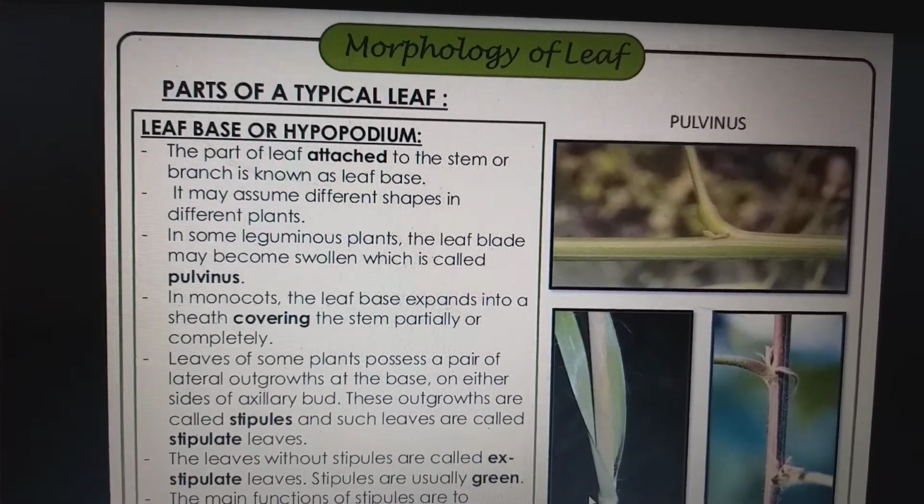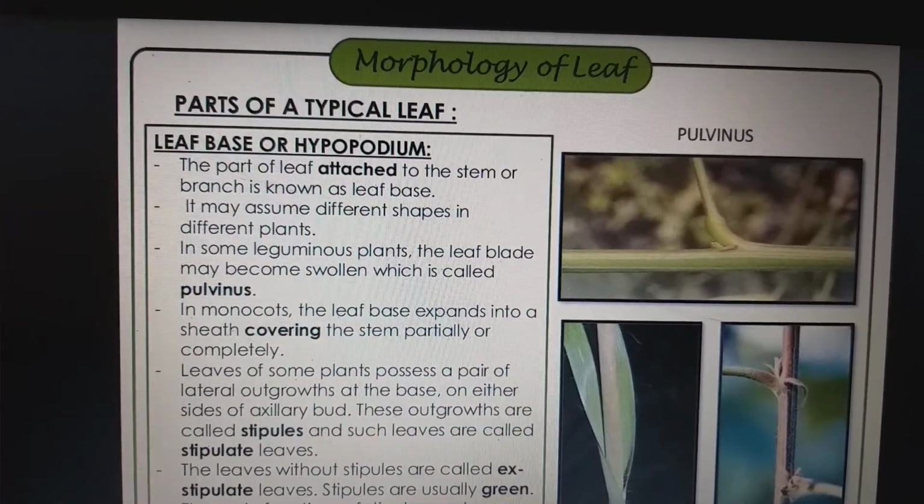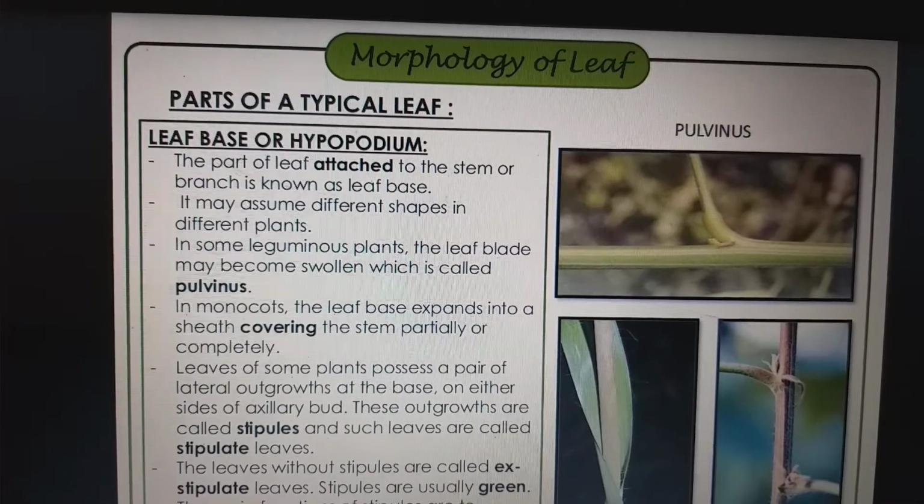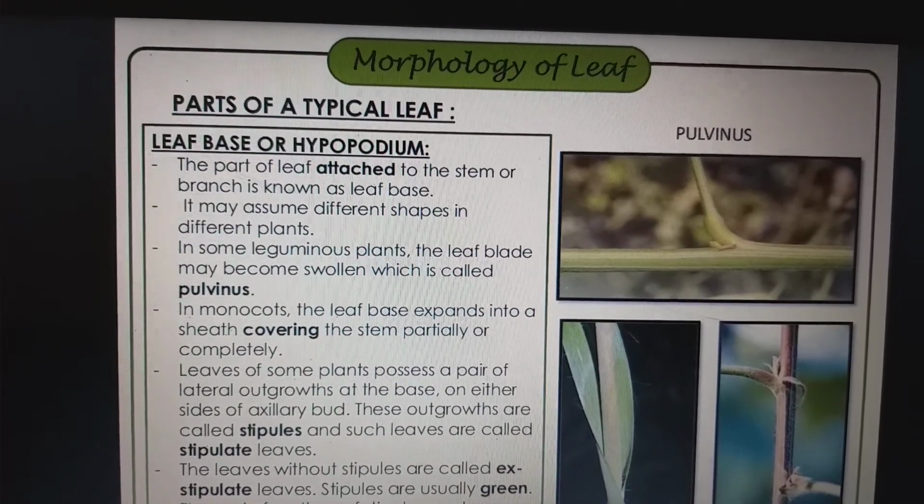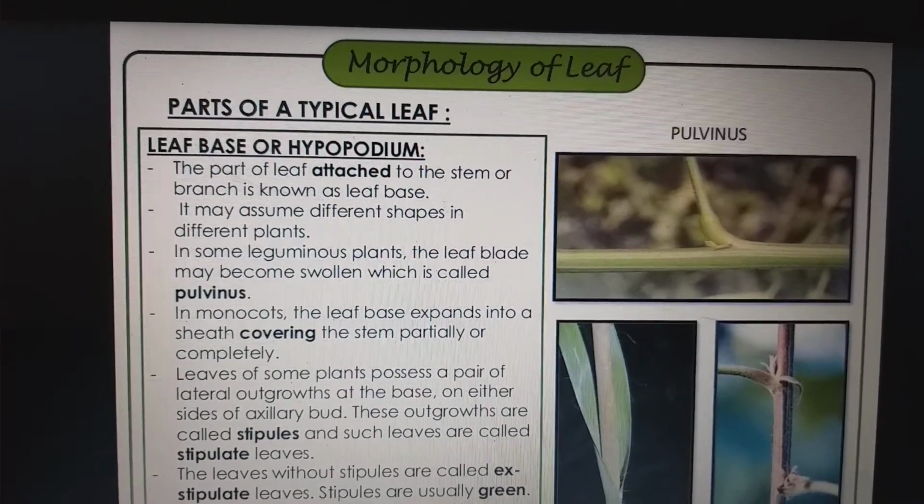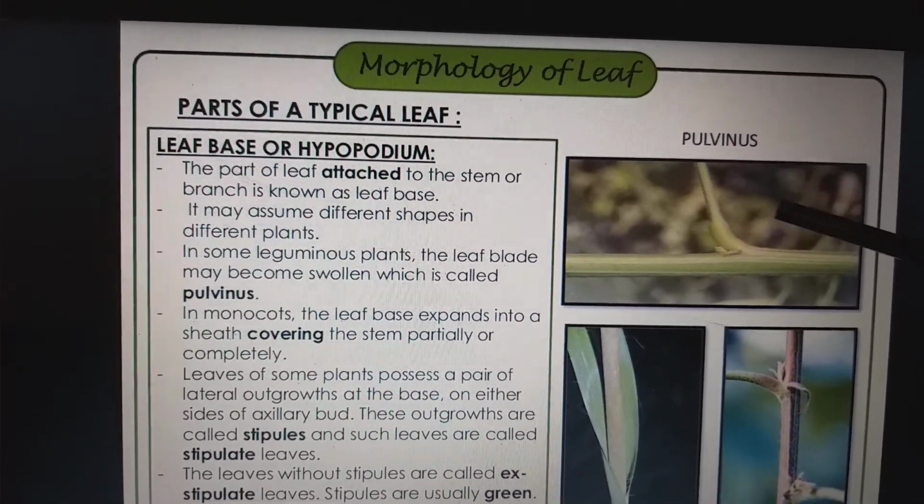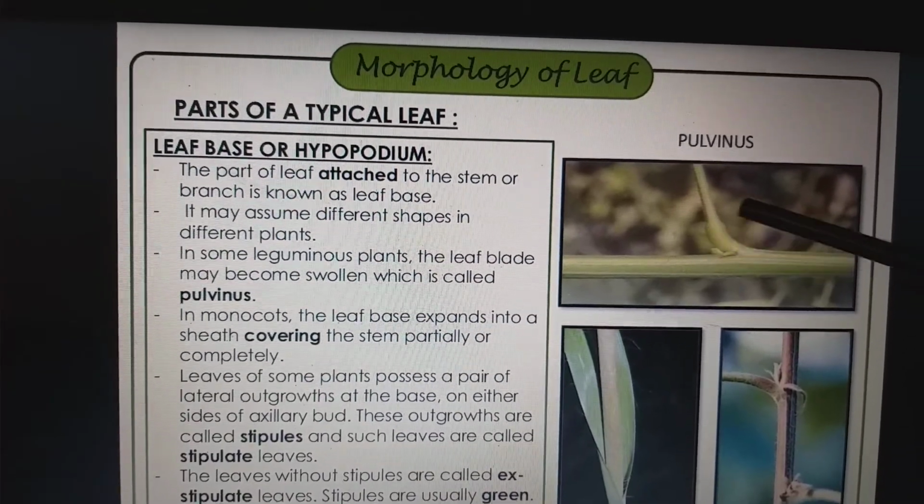In some leguminous plants, the leaf base may become swollen, which we call the pulvinus. In monocots, the leaf base expands into a sheath covering the stem partially or completely. So this is the pulvinus, which looks like a leaf base that has been swollen.